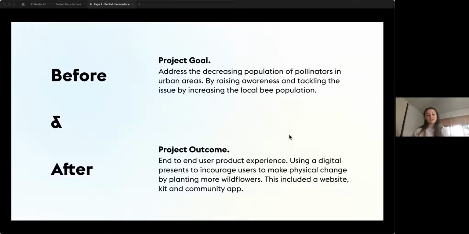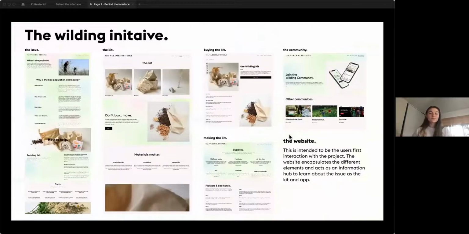This is to increase planting of wildflowers. And this included a website, a kit, and a community app. Today I'm just going to talk through the user journey between these three aspects of my project. The first aspect is the Welding Initiative, and that's a website. The website is an information hub and encapsulates everything that happens in this project.